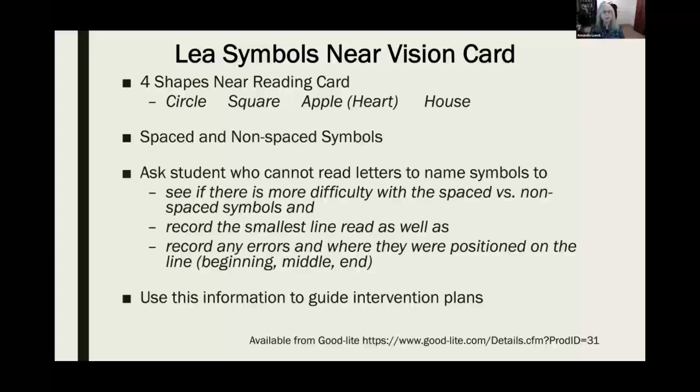And here you can also look at the process and record any errors and where they were positioned on the line, the beginning, the middle, and the end, what was skipped, finding the next line. And you can use this information to guide intervention plans. And some of these tests from the Lea battery of tests can be found at Good-Lite. And I gave you the reference for that.